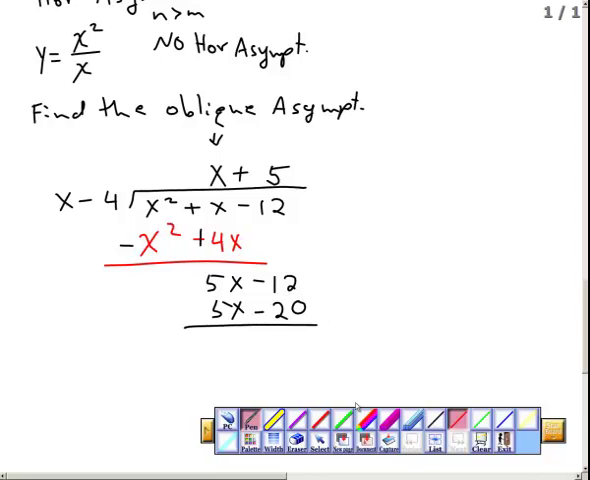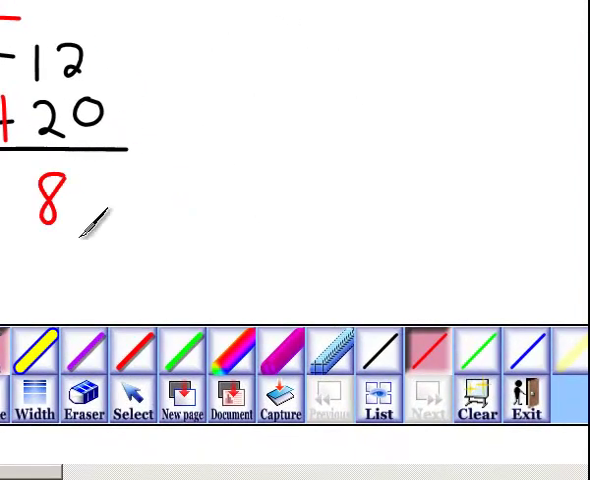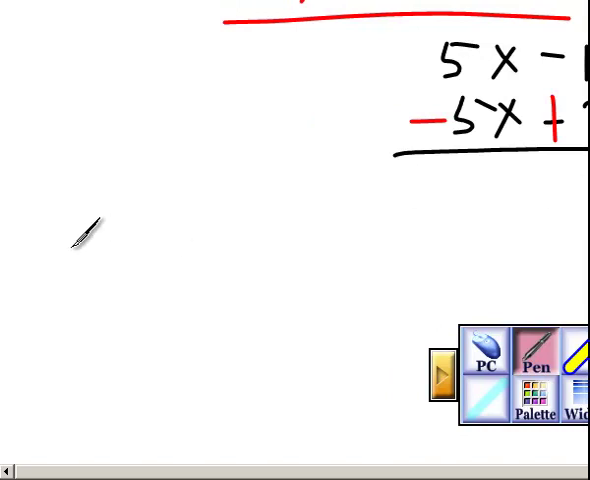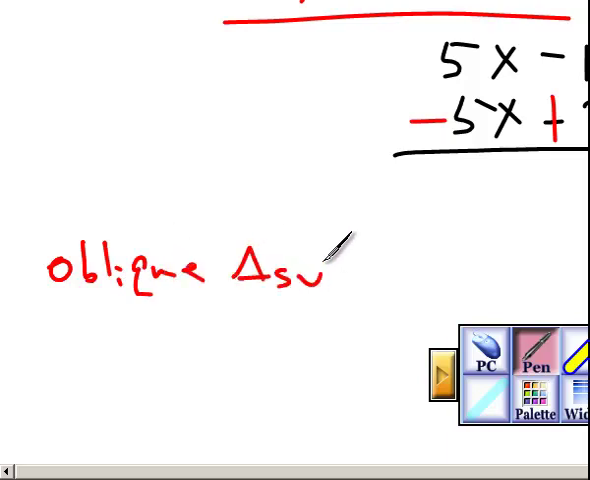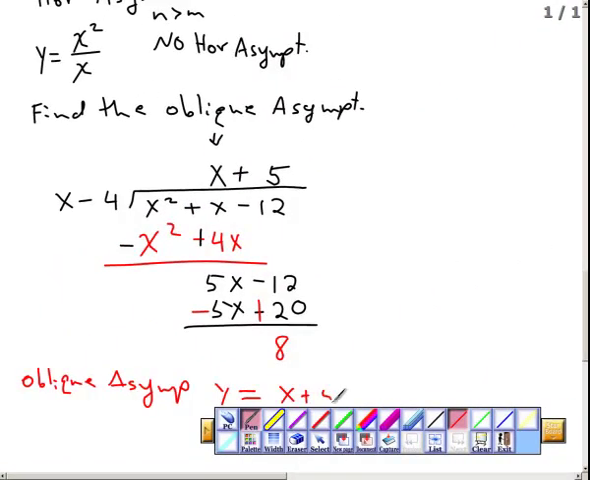Okay, now what? Change the signs. The 5x's cancel. We've got a positive 20 and negative 12. That gives us a what? Positive 8, right? So our oblique asymptote is going to be y equals, and we use the quotient, x plus 5. Okay, so that's what we're going to graph. All right, so now it's time for us to put it all together.